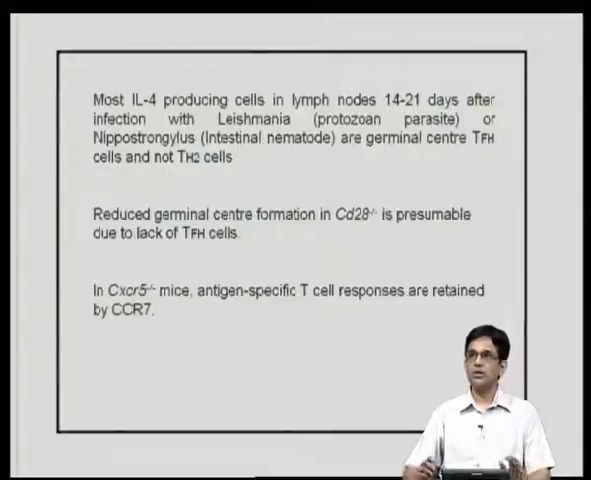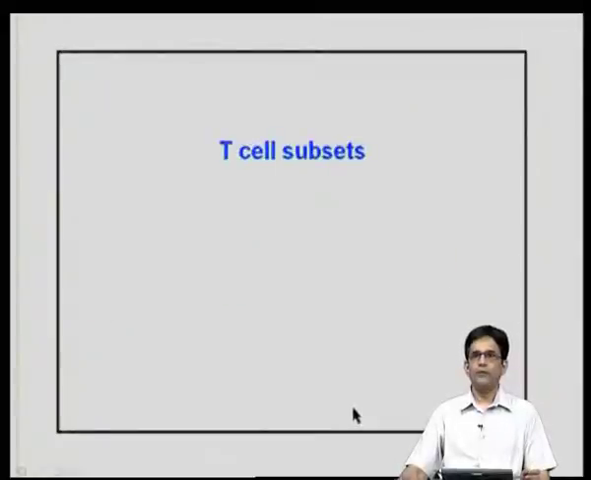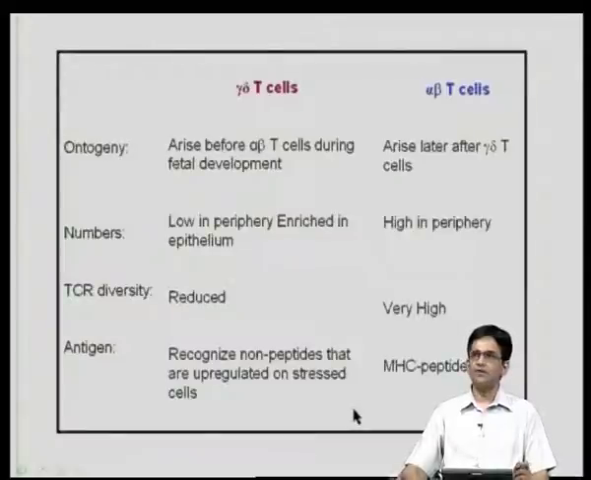Germinal center formation in CD28 knockout mice is presumably due to lack of T follicular helper cells. In the CXCR5 knockout mice, antigen specific responses are present, and they are done by CCR7. Okay. Now, we will talk about some other T cell subsets.